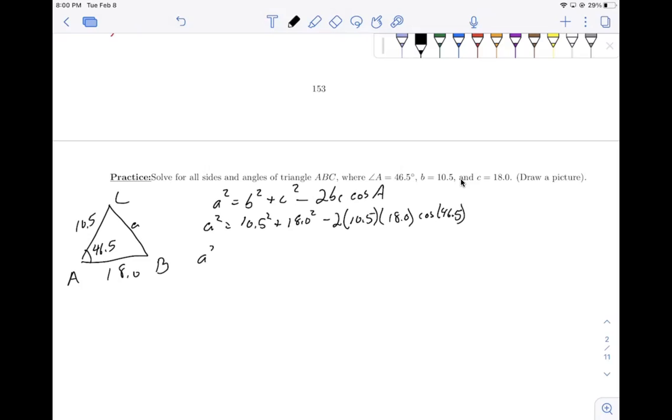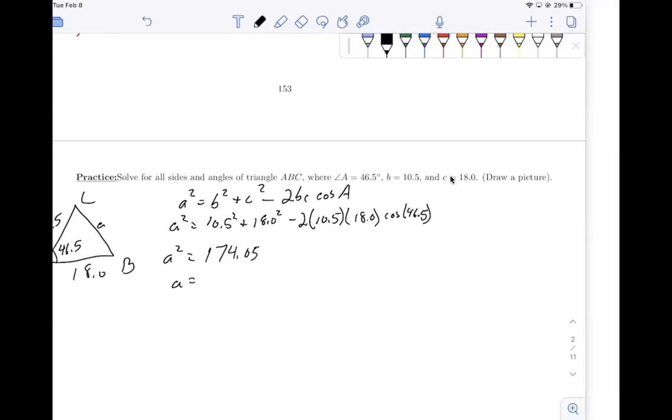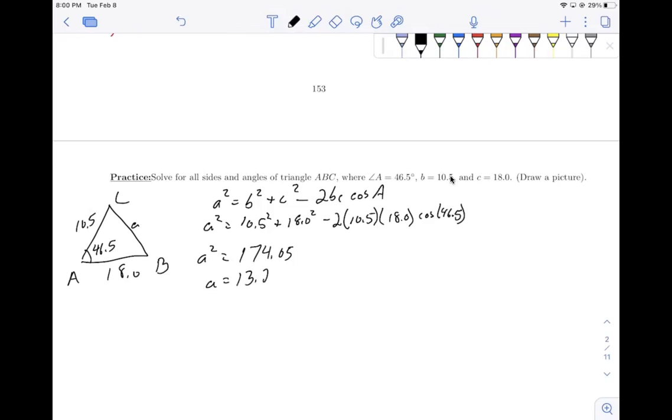And then it's just plugging in and evaluating, and eventually we'll get A squared equals, what do I have for this one? 174.05. Again, I'm just skipping ahead to the answer because it's just arithmetic here, which means that A is 13.2. And obviously, when we take the square root, we can get a plus or minus, but this is going to be positive because it's the side of a triangle.